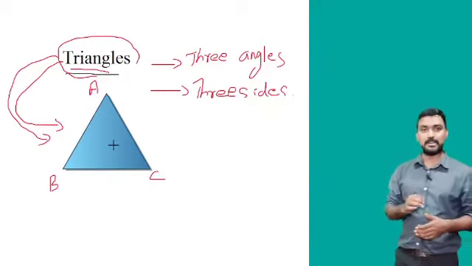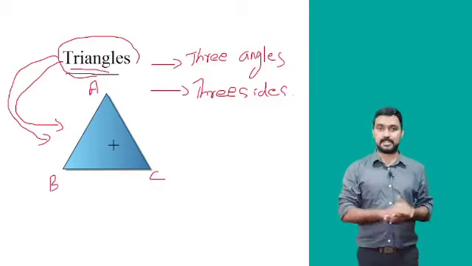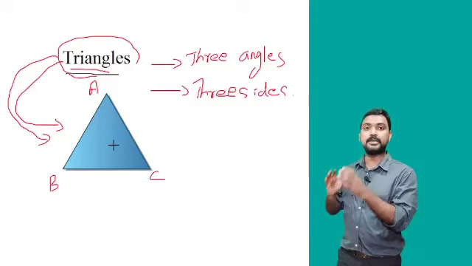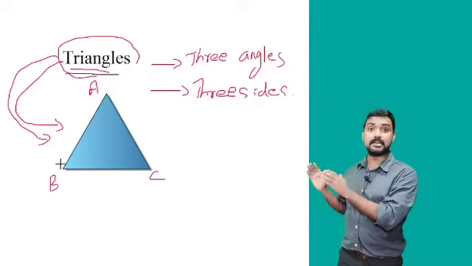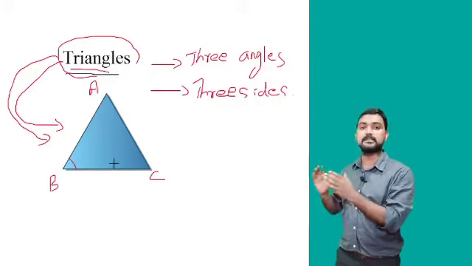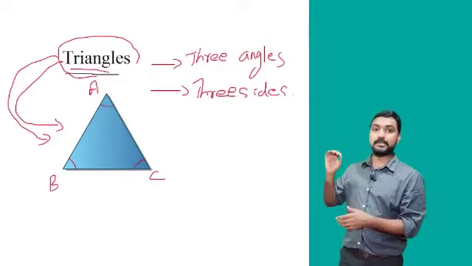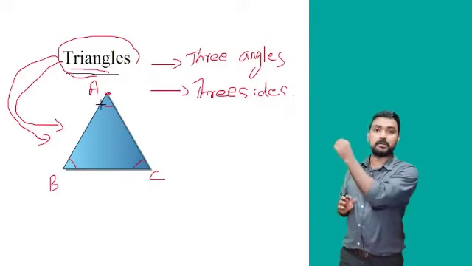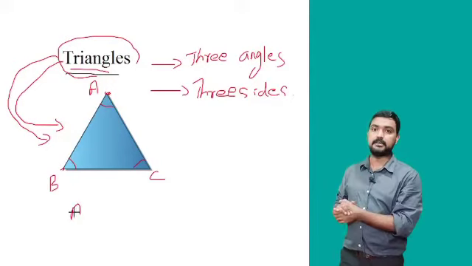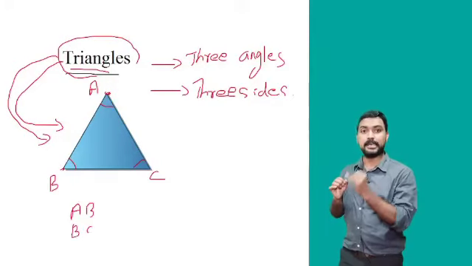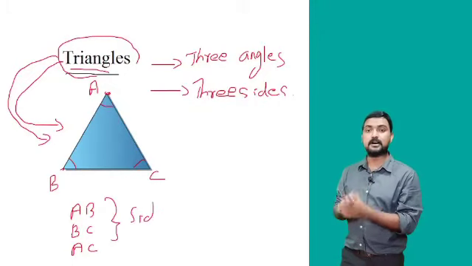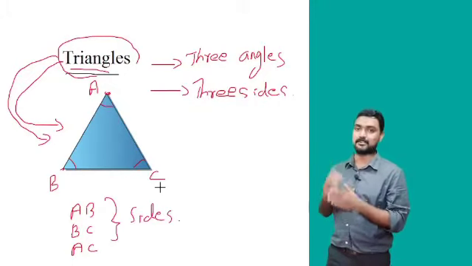So my dear students, what are the types of triangles? Here in triangle ABC, you can see there are three sides and three angles. These three line segments joining together give us triangle ABC. What are the line segments? AB, BC and AC. These line segments are known as the sides of the triangle.